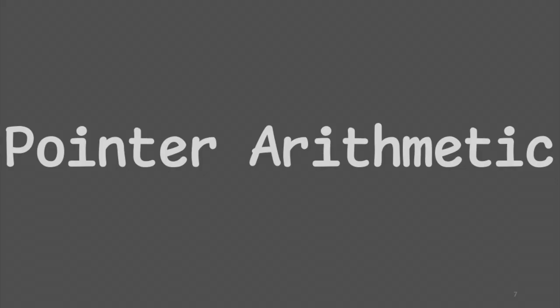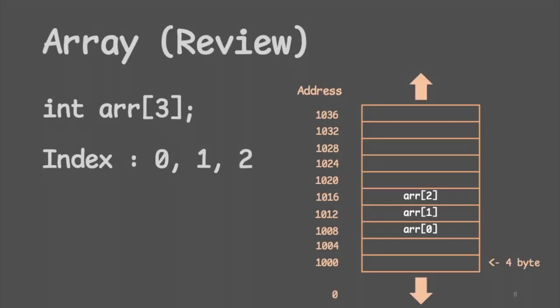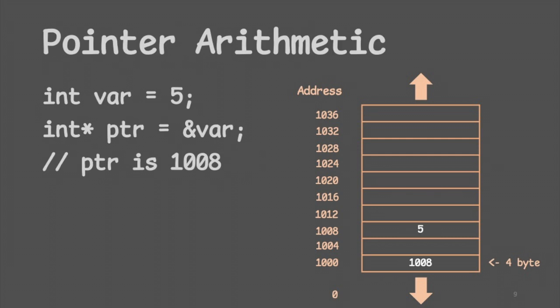Next, we are going to discuss pointer arithmetic. Let's review the slide of the array because pointer arithmetic is highly correlated to array. If you still remember the tutorial in part 1, then you should be able to read the code in this slide. Int var declares a variable named var with value of 5, and int star ptr holds the address of var, which is also shown in the graph. So the address of the variable ptr is 1000, and it's holding the value of var's address, which is 1008.